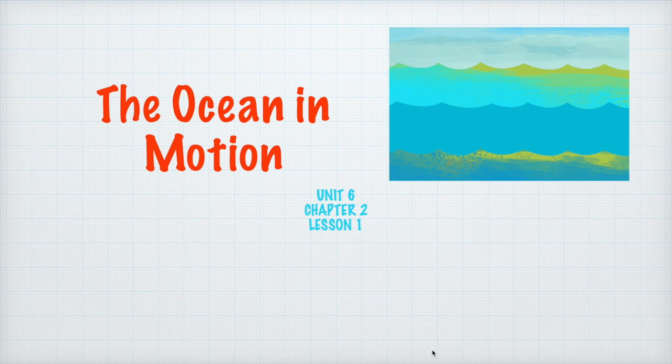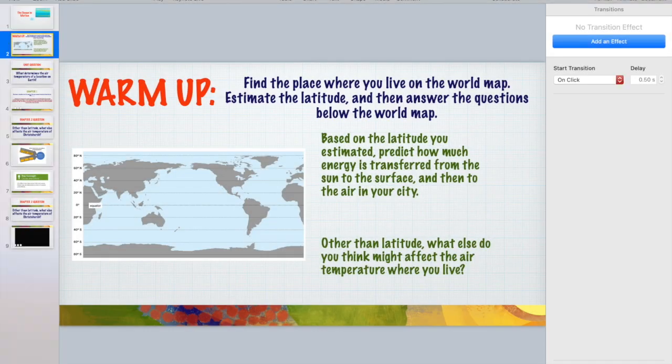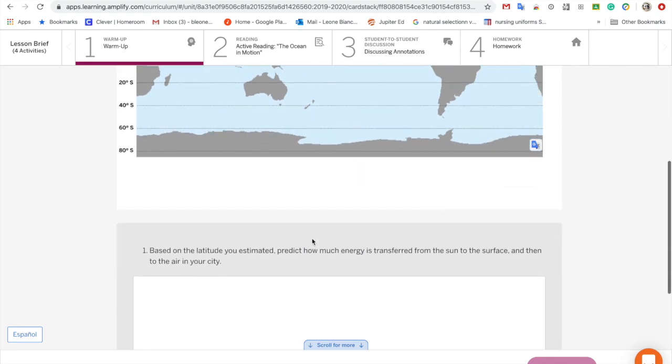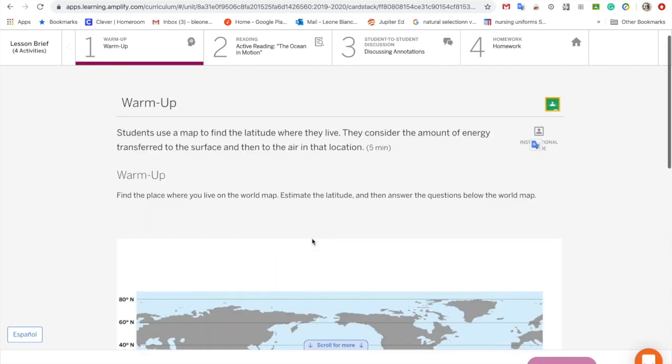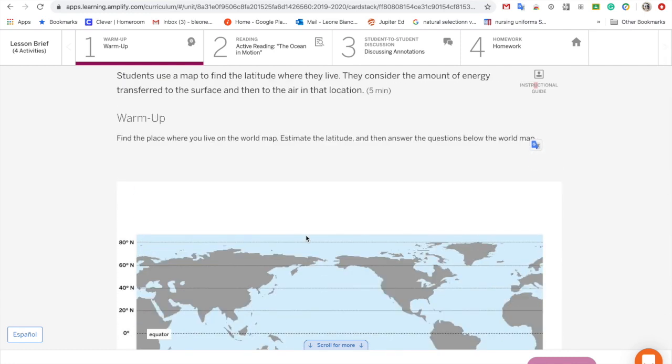At this point, you should have already read the article, The Ocean in Motion, and this should almost be a second viewing for you. To get started, I want to go into the warm-up, and if you haven't already, I would open up the Amplify site that I had sent to you that links you to the warm-up question. What they're asking you to do is to find where you live on the map and estimate the latitude and answer the questions below the map.